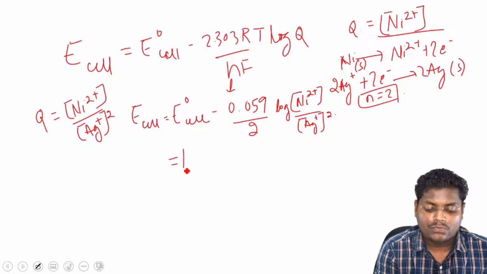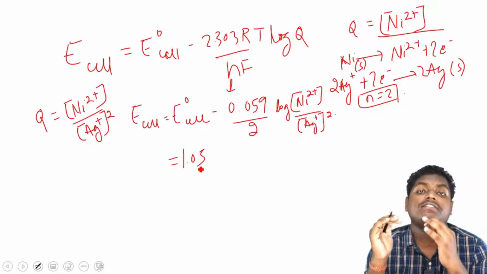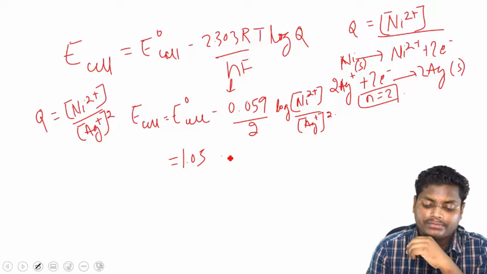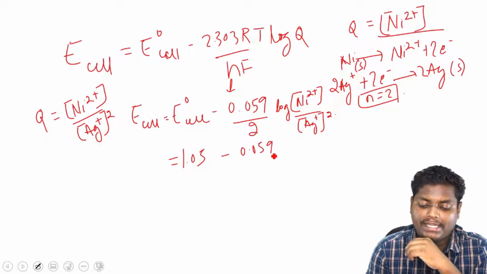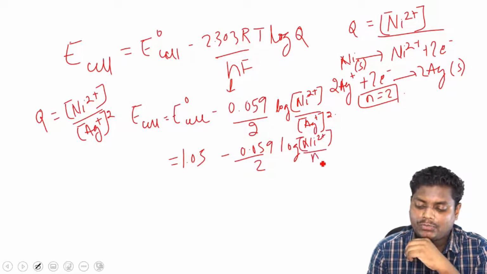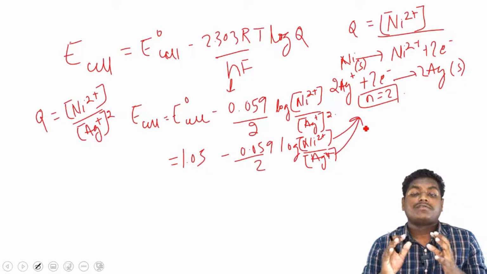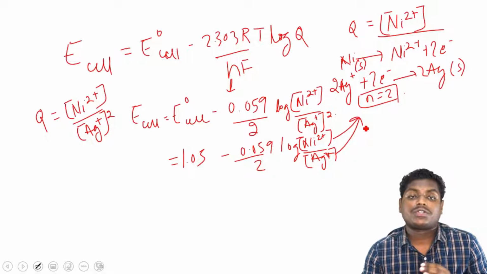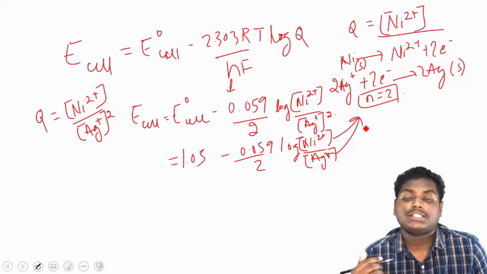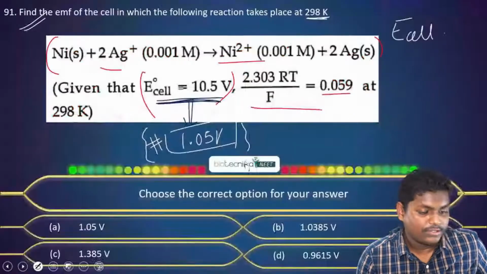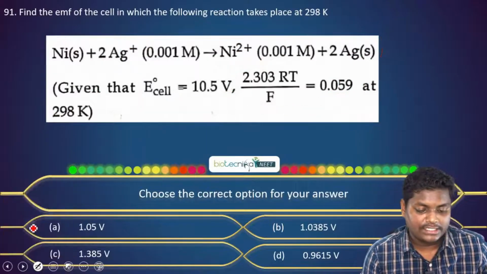Considering this value to be 1.05, and this to be 0.059 upon 2 log of Ni2 plus and Ag plus square. From the question, we need to plug in these values. These values are given. We just need to plug in these values and solve it.